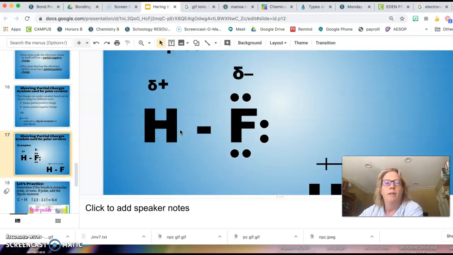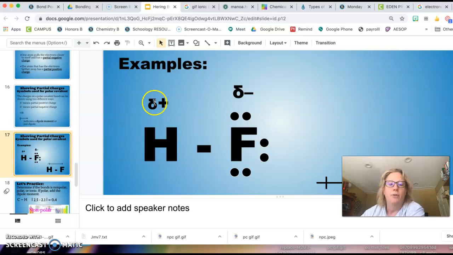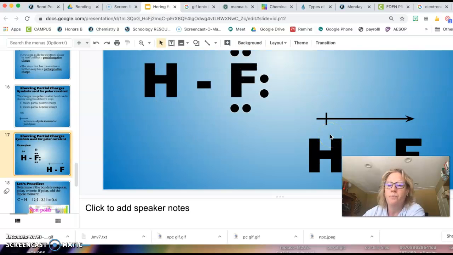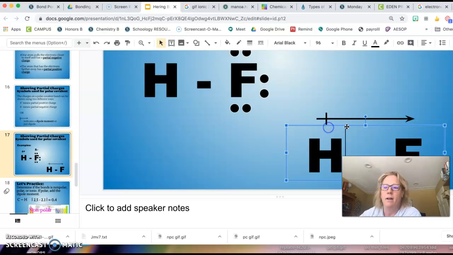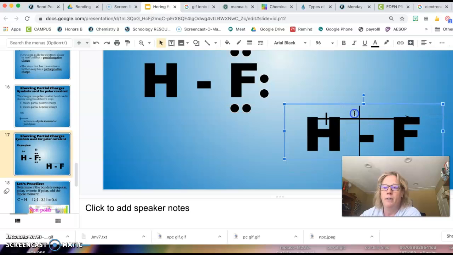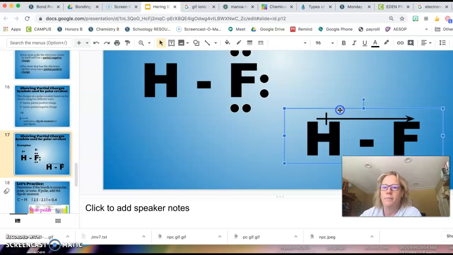So an example of how you would use these is you'd draw the Greek letter delta positive and delta negative, with the negative over the one with the higher electronegativity. Or you can use the dipole arrow, drawn parallel to the bond. Then you're saying these electrons in the middle are getting pulled by the fluorine away from the hydrogen.